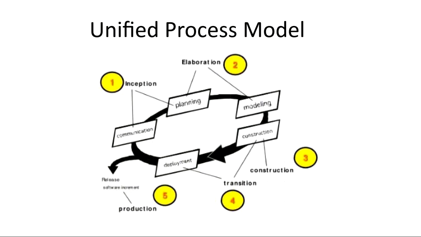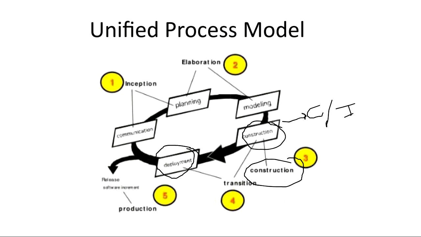Then comes the construction part. Construction is nothing but the coding part of SDLC. The coding or implementation part of SDLC simply means you are now coding everything. So this is known as the construction phase. Then comes the deployment phase. Deployment is you are deploying the project to the user. You can do testing here, alpha beta testing, or if you don't want to, directly deploy the project to the end user. Deployment phase and construction phase together are known as the transition phase.